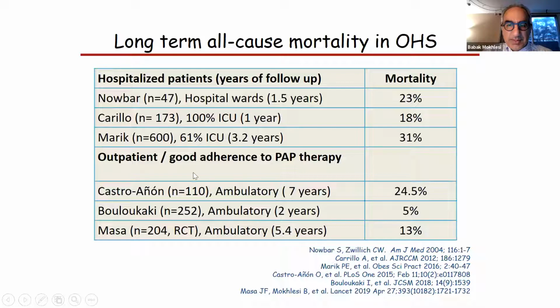In these studies that I pointed out here, you can see that these were ambulatory patients. There was good adherence to therapy, and the period of follow-up is much longer. And you can see that mortality rates are lower. Again, don't compare 24% to 23%. This is 7 years of follow-up. This is 1.5 years. So be cognizant of the duration of follow-up here. Now, the other thing is that these patients may just have been sicker because they had required a hospitalization for whatever reason. That could be part of the driver of higher mortality. So we have to be cautious how we make inferences from this data.